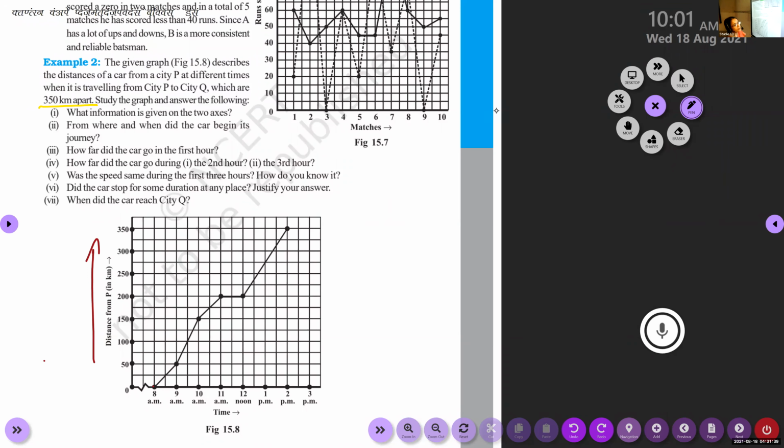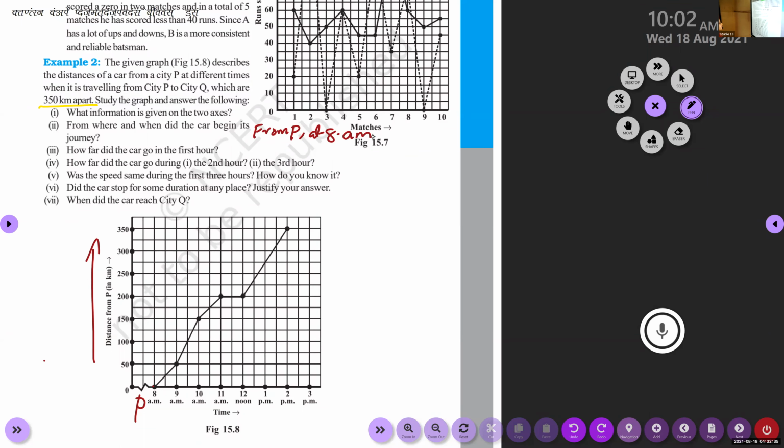Okay. Now, Surja, second question. From where and when did the car begin its journey? It starts at 8 a.m. And from where? From city P. Yes, from city P. So the car starts from city P at 8 a.m. That was the answer.